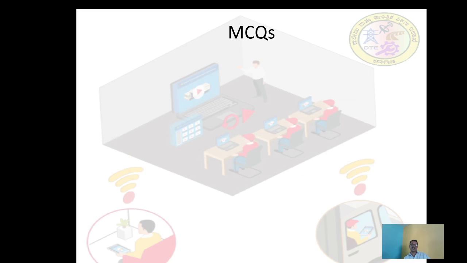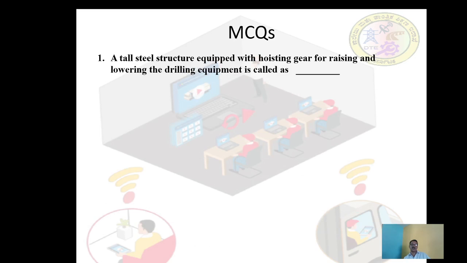Next, we'll see some of the MCQs. The tall steel structure equipped with hoisting gear for raising and lowering the drilling equipment is called as dash. A, rotating mechanism; B, mud pump; C, derrick; D, drill stem. The right answer is option C, derrick.